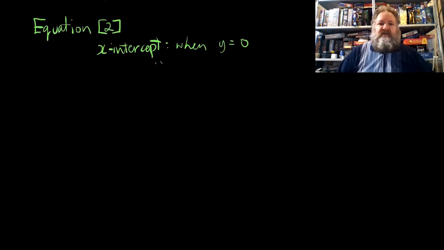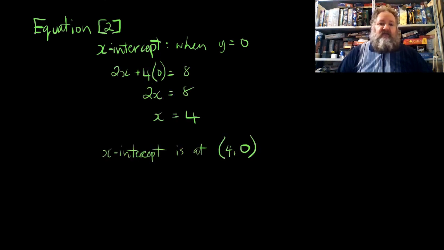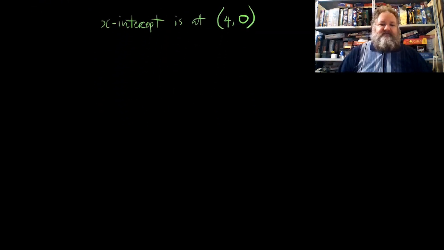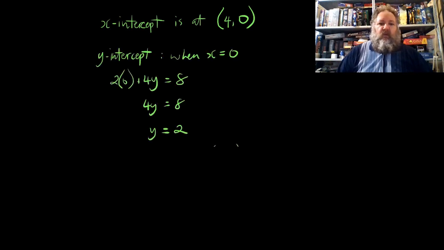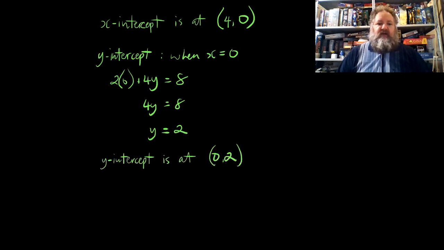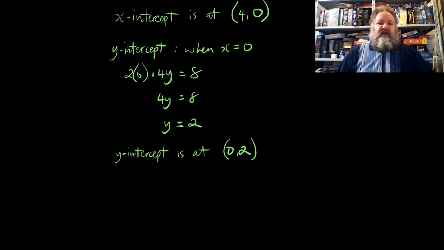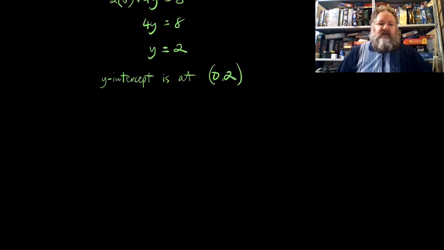So, same process. X-intercept when y is 0. We'll work out our value for x, and then we know what our x-intercept is. Again, you'll note that these can be kind of lengthy. Our y-intercept when x is 0. We plug in our value for x and work out what our value for y is, and we find out what our y-intercept is.